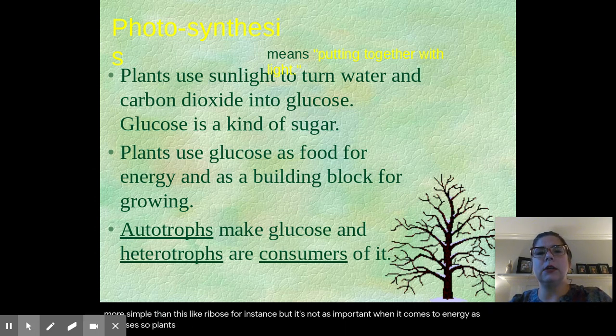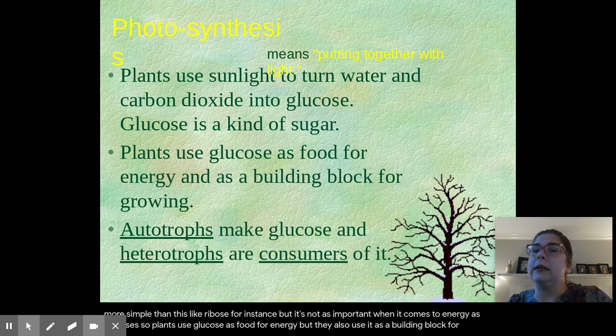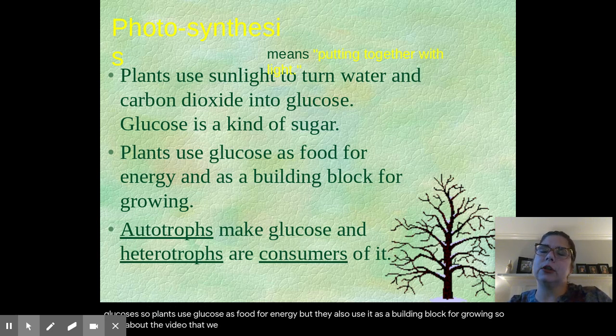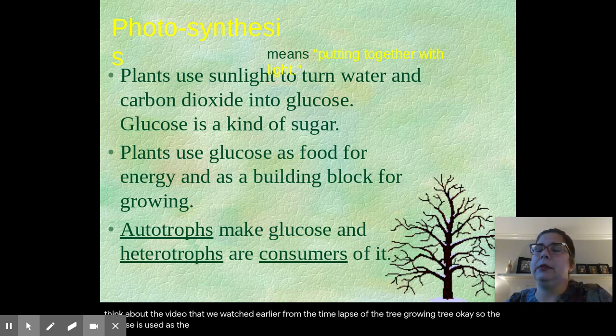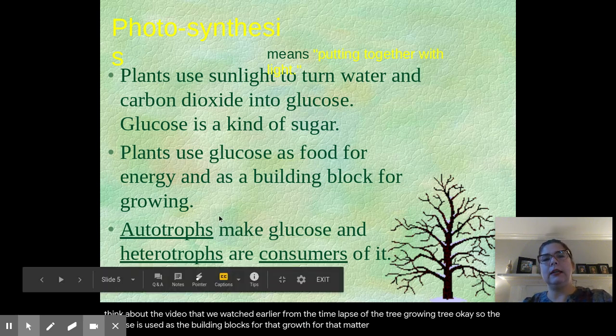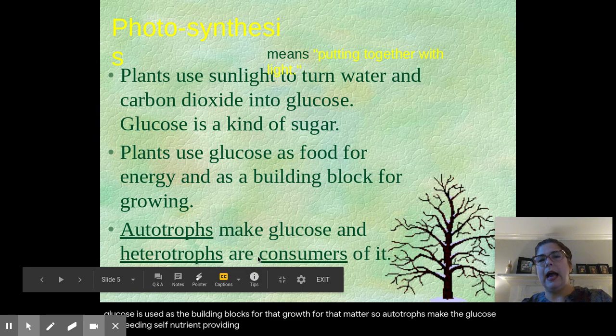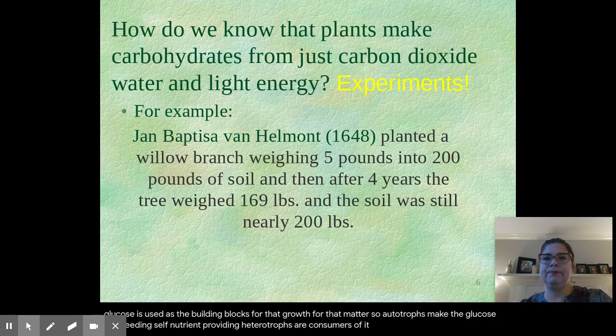So plants use glucose as food for energy, but they also use it as a building block for growing. So think about the video that we watched earlier, the time lapse of the tree growing from a seed to the large adult tree. Okay, so the glucose is used as the building blocks for that growth. So autotrophs make the glucose, self-feeding, self-nutrient providing. Heterotrophs are consumers of it.